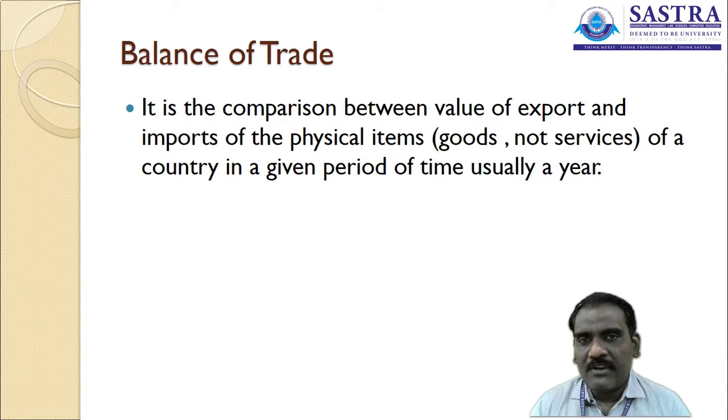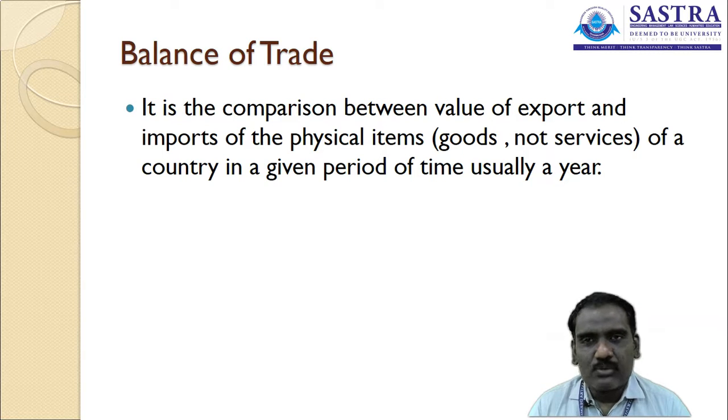Say for example, if 400 crores worth of products are exported and 300 crores worth of products are imported, then we have a positive balance of trade, or surplus balance of trade, of 100 crores. So that is a basic example for the balance of trade.